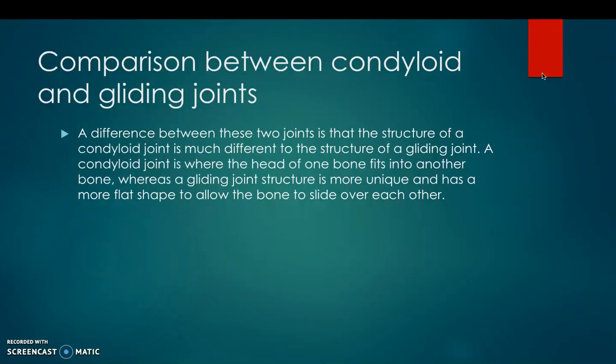Comparison between condyloid and gliding joints. A difference between these two joints is that the structure of a condyloid joint is much different to the structure of a gliding joint. A condyloid joint is where the head of one bone fits into another bone, whereas a gliding joint structure is more unique and has more flat shape to allow the bones to slide over each other.